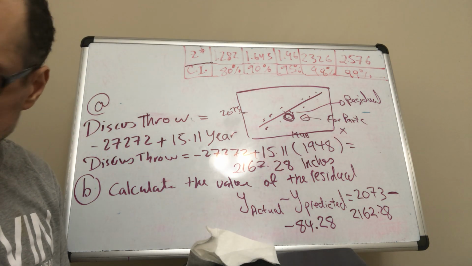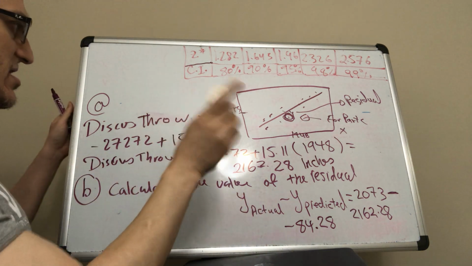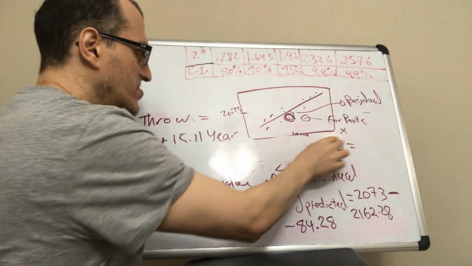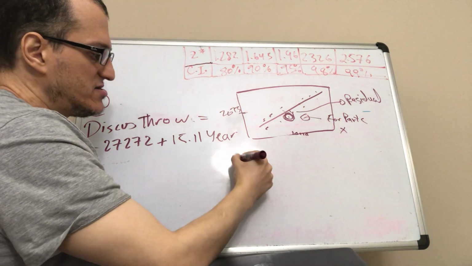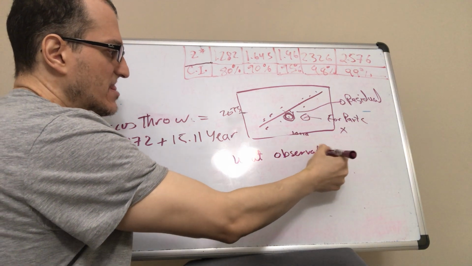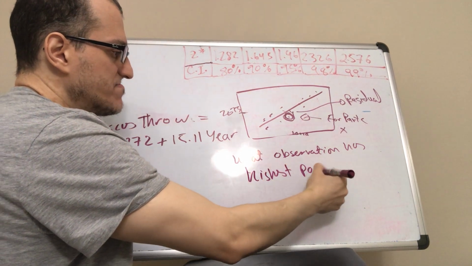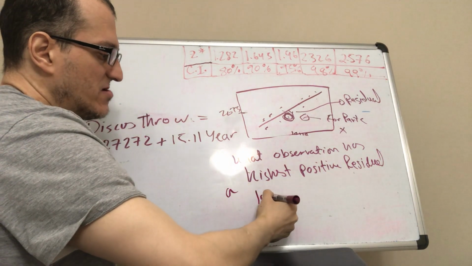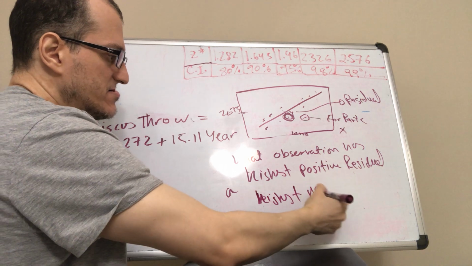Okay. Before we get into the next one, this is the ABC. Before we get into the next one, I'll throw in an extra idea they might ask you. So I'm going to keep the equation for now. They might ask you what point or which observation has the highest positive residual, or the one that has the highest negative residual.